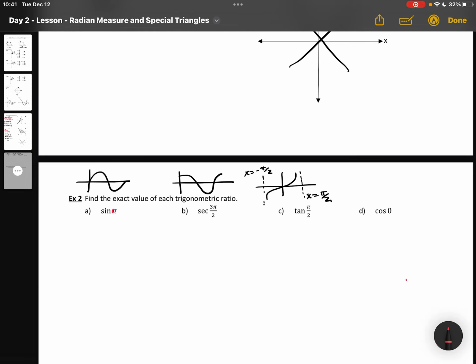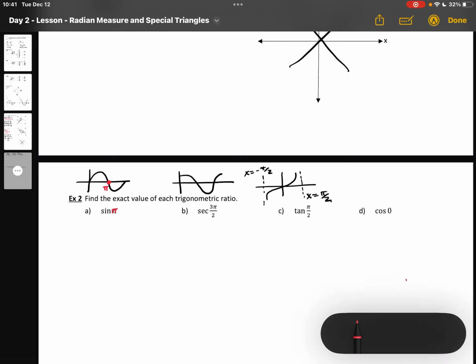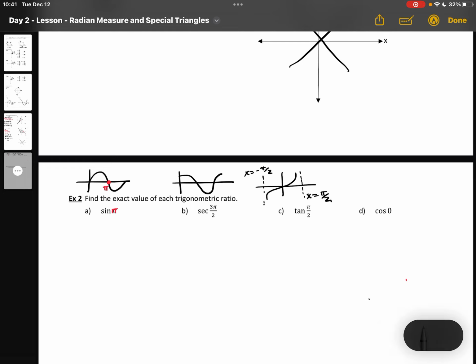So the first one I'm looking for, sine pi. Well, sine pi is right here. This is pi, or 180 degrees. And I know that that's a minimum for sine. So I'm going to say that this is equal to 0.